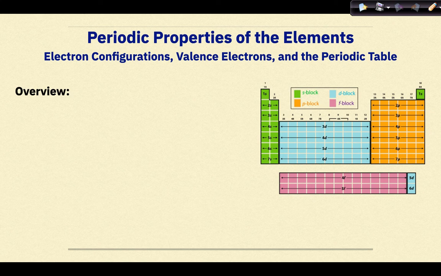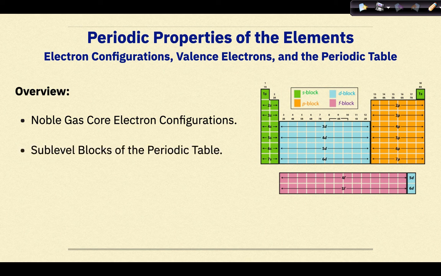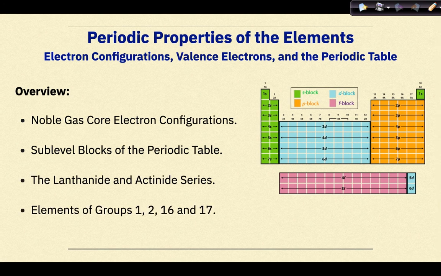Periodic properties of the elements, electron configurations, valence electrons, and the periodic table. In this tutorial, we will be going over the noble gas core electron configurations, sublevel blocks of the periodic table, the Lanthanide and Actinide series, and elements of groups 1, 2, 16, and 17.